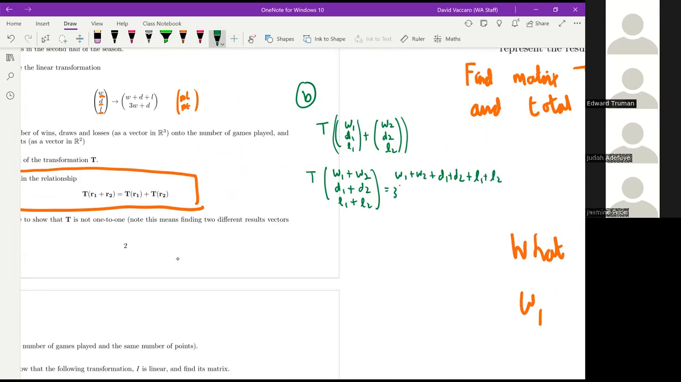And then we've got 3 times (W1 + W2) for the points for the wins. Then we've got 1 times (D1 + D2), nothing for the losses. And if we just re-bracket everything, so if we just use commutativity of addition, we can put all the ones together, all the twos together, then split the vector into 2 parts.